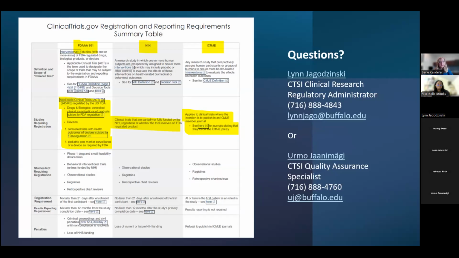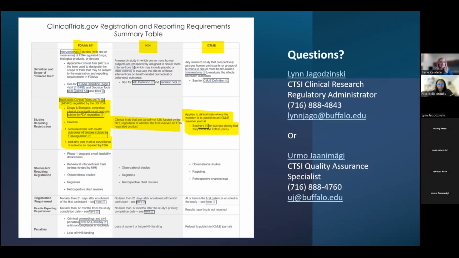And so you can see, if you look at the FDA, the NIH, and ICMJE, which is the International Committee of Medical Journal Editors, they each have different definitions of what a clinical trial is. They have different criteria for which studies need to be registered, different reporting requirements, different penalties. And so knowing what type of trial you have and knowing if it is a clinical trial will impact the rules and regulations that you need to follow.